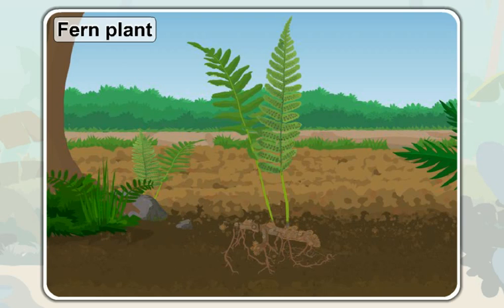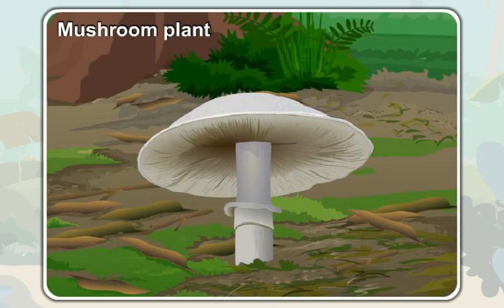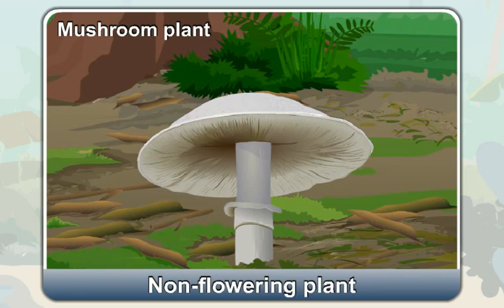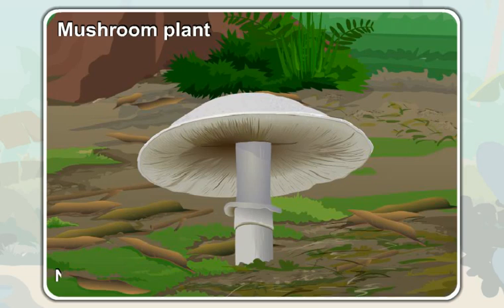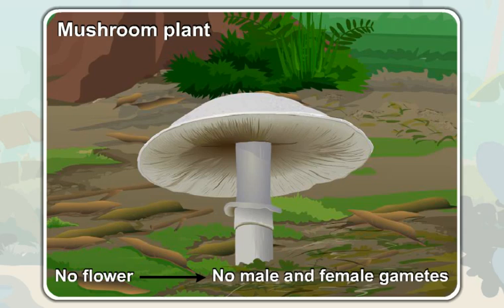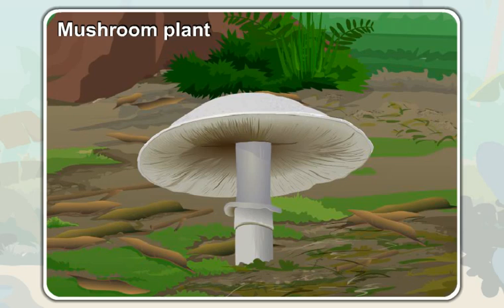Like a fern plant, a mushroom plant also does not bear flowers. So, a mushroom plant is also a non-flowering plant. No flowers means no male and female gametes, doesn't it? Then, have you ever wondered how a mushroom plant reproduces?